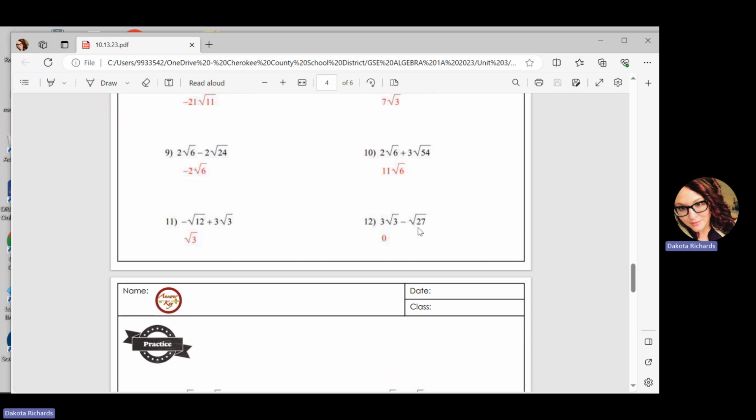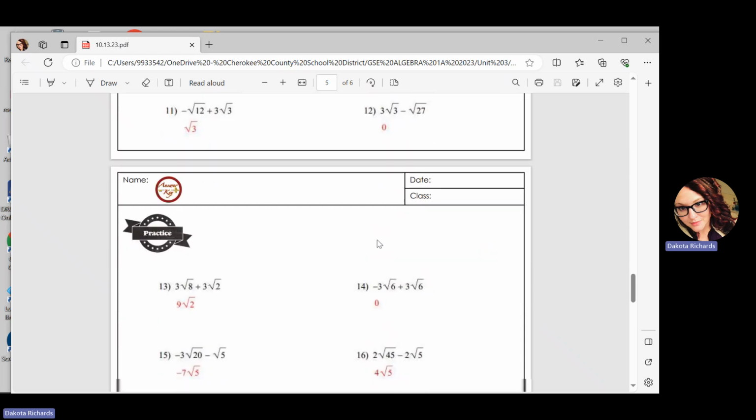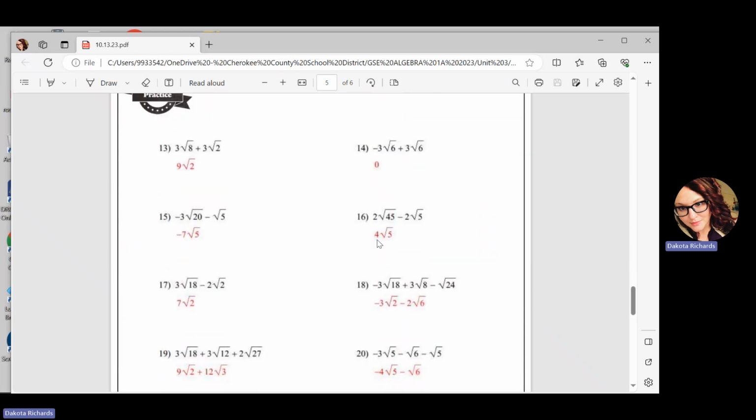When you simplify the square root of 27, you end up getting 3 square root 3. So that's why number 12 is 0. 13, you should have gotten 9 square root 2. 14 is 0. 15, negative 7 square root 5. 16, 4 square root 5. 17, 7 square root 2.